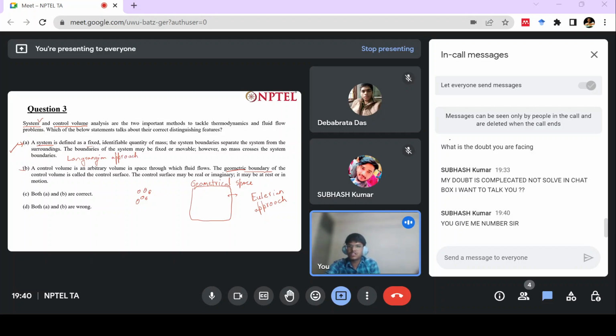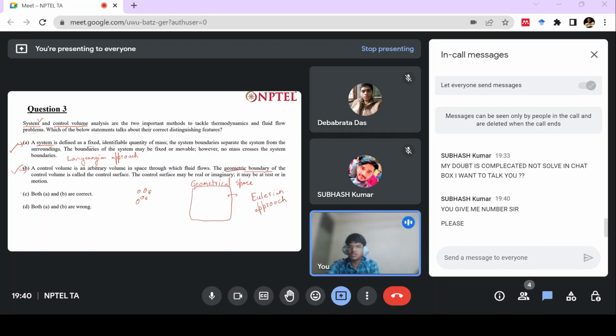So both of these statements are correct. So this option C is the correct one. Both A and B are correct. Okay.